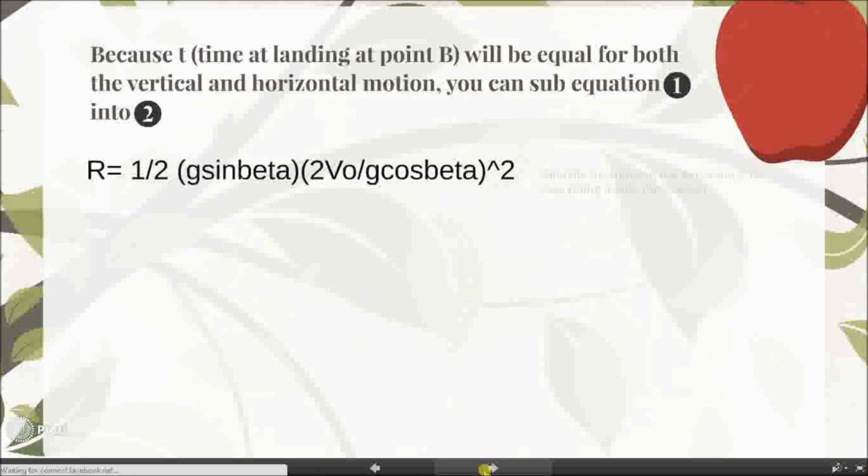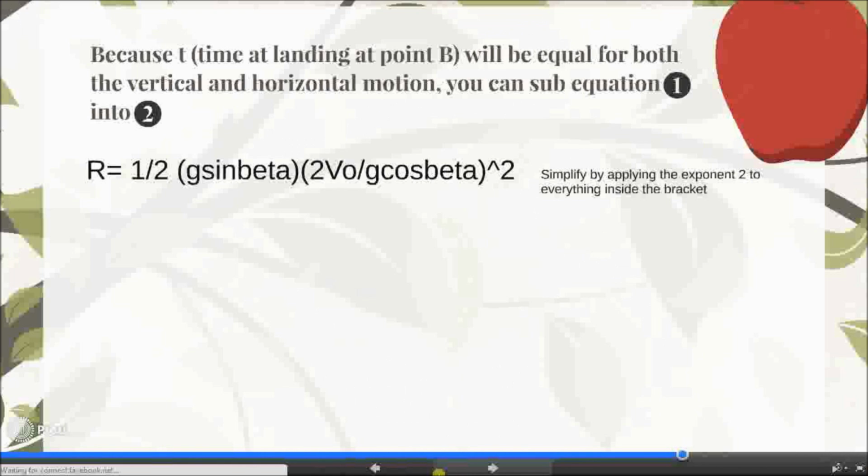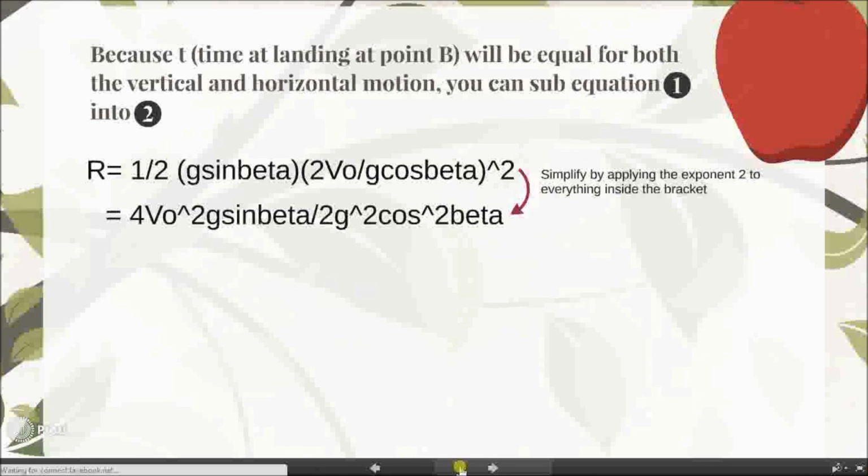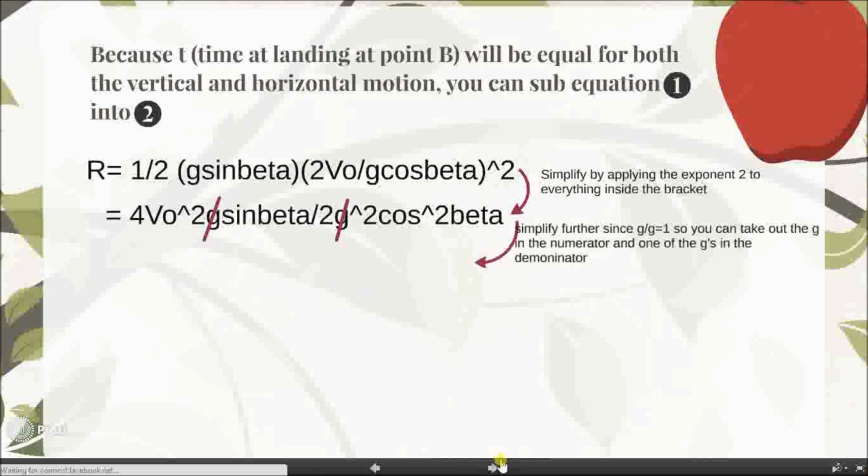R equals 1 over 2 g sine beta times the bracket 2 v0 over g cos beta squared. Simplify by applying the exponent 2 to everything inside the bracket. You end up with R equals 4 v0 squared times 2g sine beta over 2 g squared cos squared beta. Simplify further since g over g equals 1, so you can take out the g in the numerator and one of the g's in the denominator. This will give you 4 v0 squared sine beta over 2g cos squared beta.